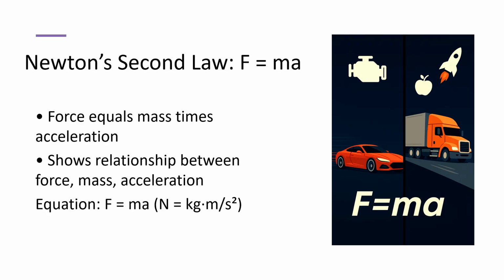Newton's second law of motion is force is equal to mass times acceleration. And it shows a relationship between the actual force, mass, and acceleration. Here we're turning into a mathematical equation. Force is equal to mass times acceleration. Force has units of newtons. Mass has units of kilograms. And the acceleration is in meters per second squared.